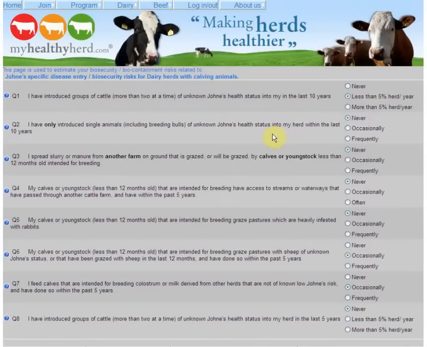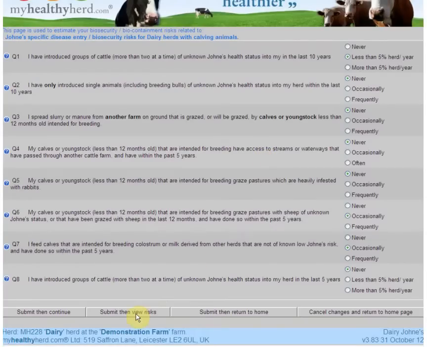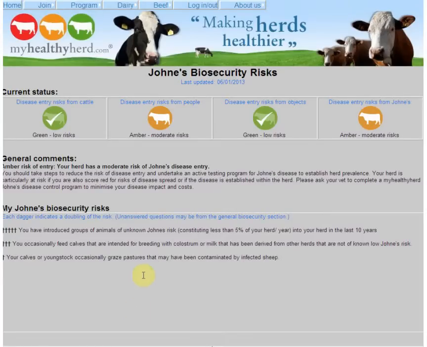We follow the same format, but these questions now relate to Johne's disease, and they are broadly divided into the historic purchases of cattle, access to streams and waterways, the presence of sheep and rabbits, and also what we do with slurry, which is also quite a significant risk. We then submit, and this is now just sending those questions off to the central computer in Chippenham.